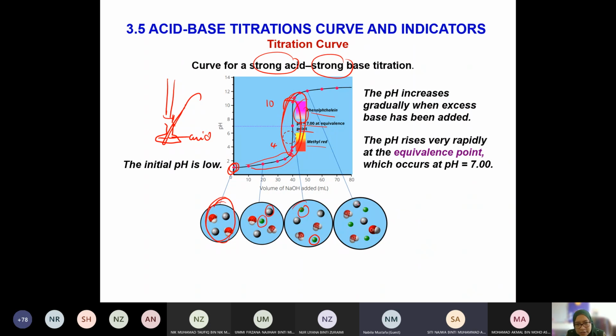Why is there Cl minus here? I believe this is the salt, sodium and the chloride. So this is Cl. It didn't explain why. Right. So once the equivalent point has been reached, there's no acid anymore in the solution, because all the acid has been neutralized.